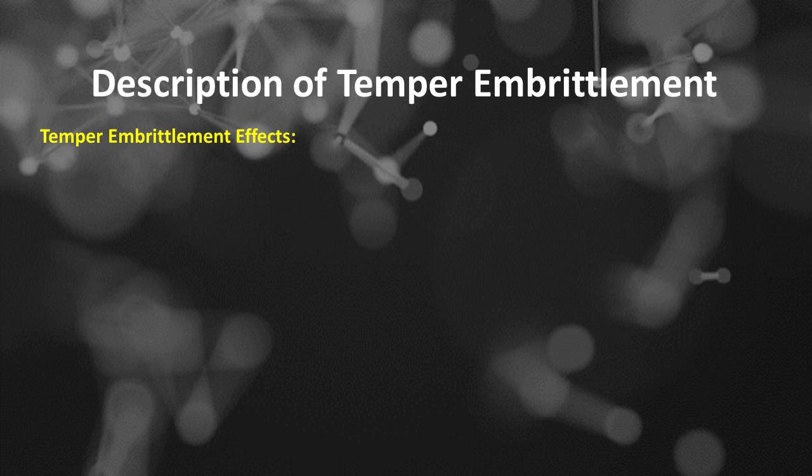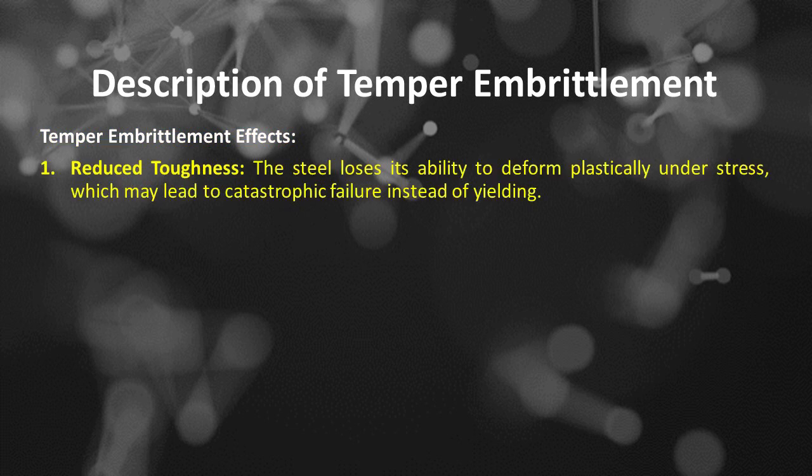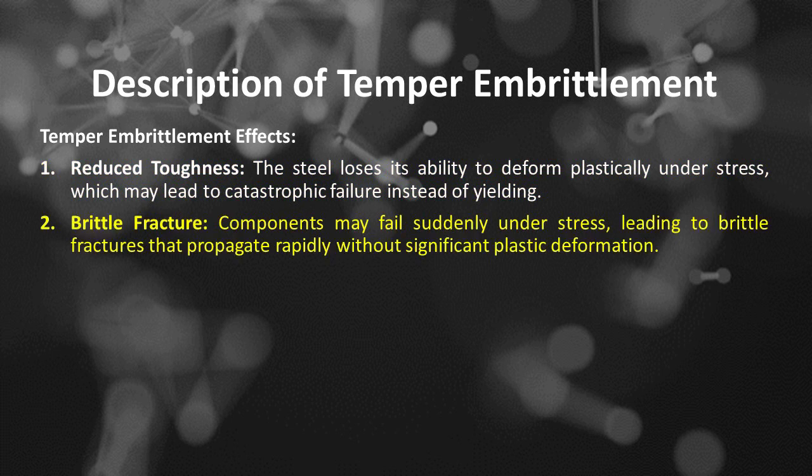Temper embrittlement effects. Number 1 of temper embrittlement effects is reduced toughness. The steel loses its ability to deform plastically under stress, which may lead to catastrophic failure instead of yielding. Number 2 of temper embrittlement effects is brittle fracture. Components may fail suddenly under stress, leading to brittle fractures that propagate rapidly without significant plastic deformation.